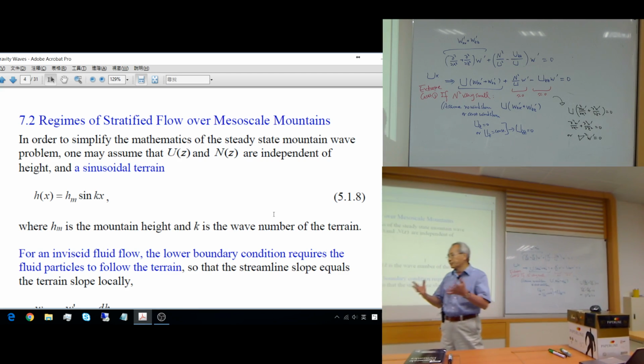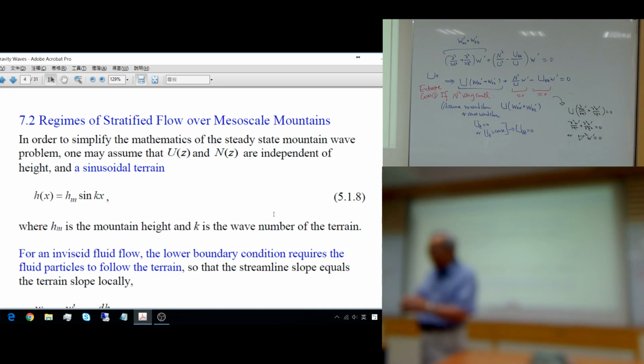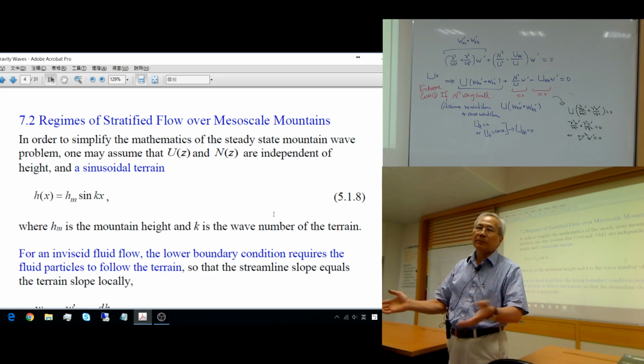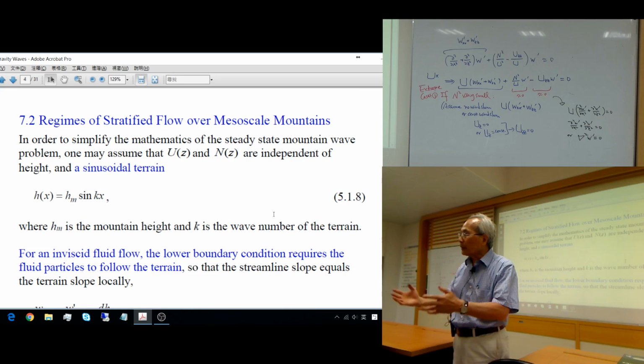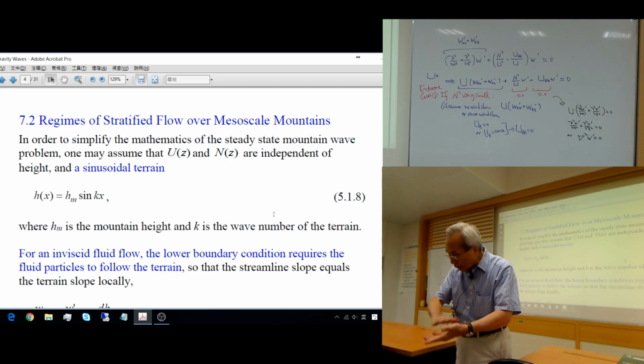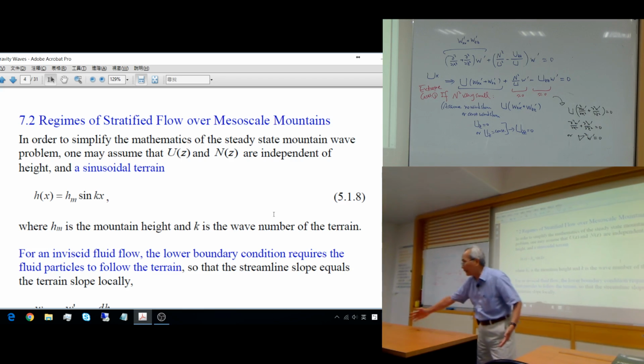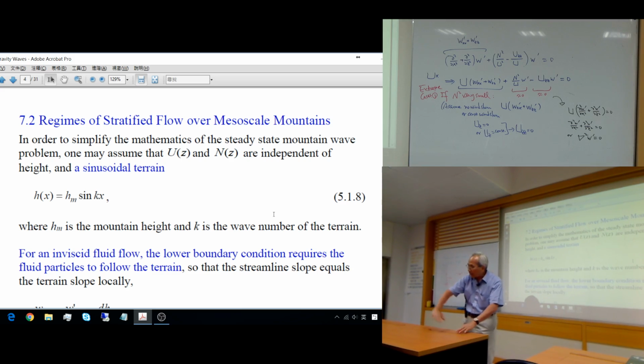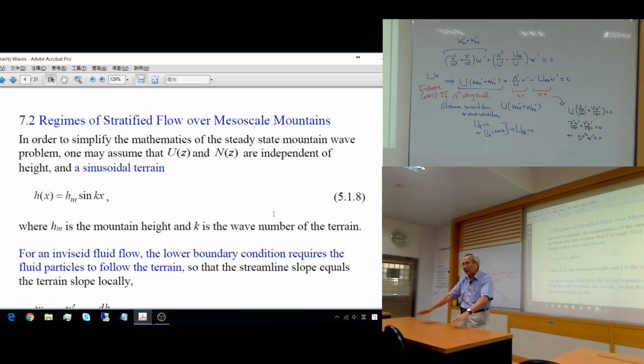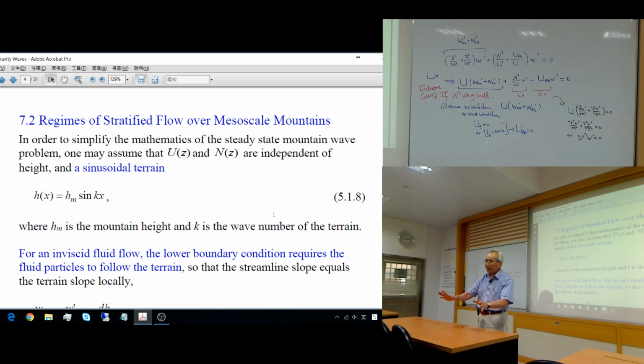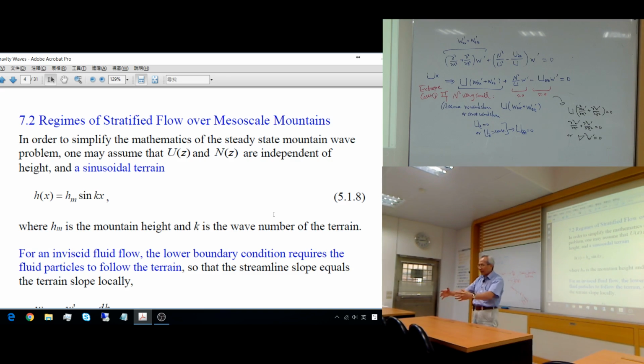Okay, so now we start to work on mountain waves. The forcing will be the mountain, so the lower boundary condition is no longer a flat surface. We have a mountain, but a pear-shaped mountain is too complicated. So before we do the complicated form, let's just work on a sinusoidal mountain, just like a sine curve. Very simple, right?